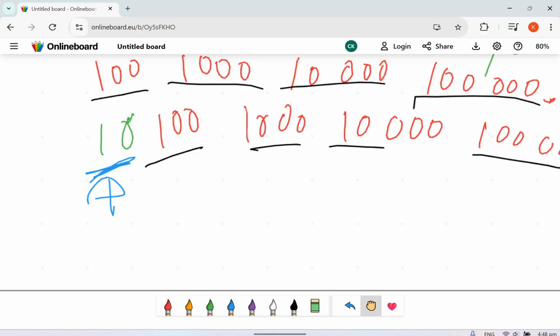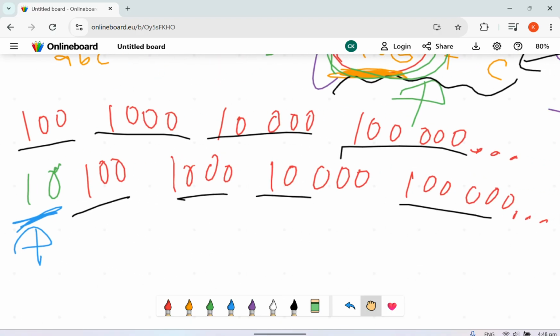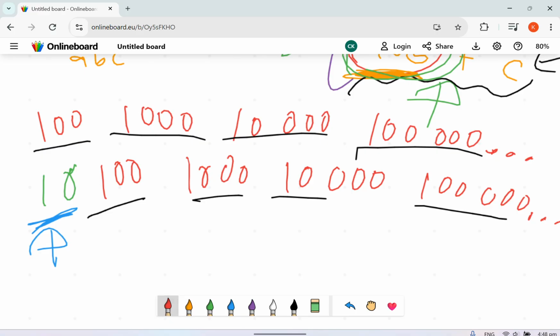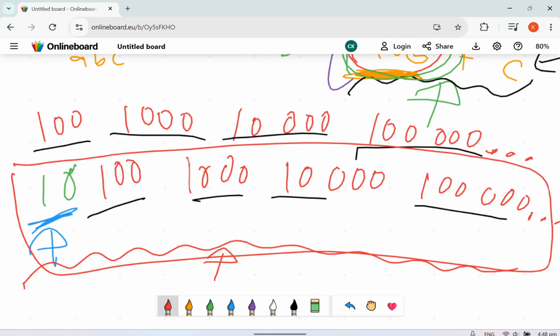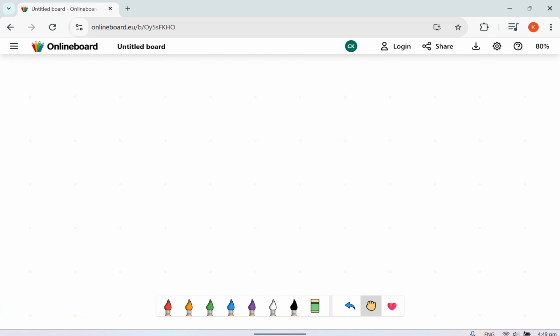Alright, now this is for divisibility for 2, right? 10, 100, 1,000, 10,000, 100,000. This is for the divisibility test for 2, because all these can be divided by 2, but they can also be divided by 5, and I'm pretty sure you know why. They can all be divided by 5. So that brings me to the next one: divisibility for 5.